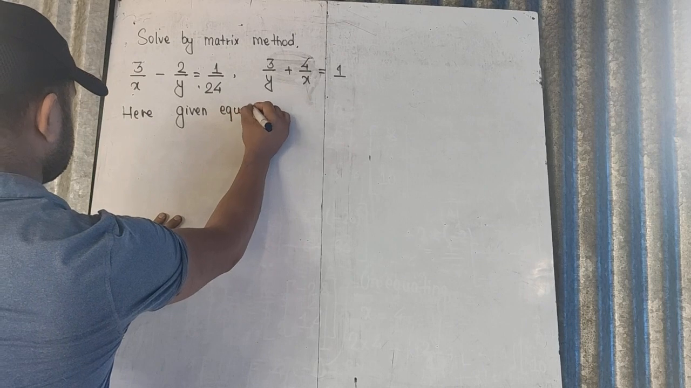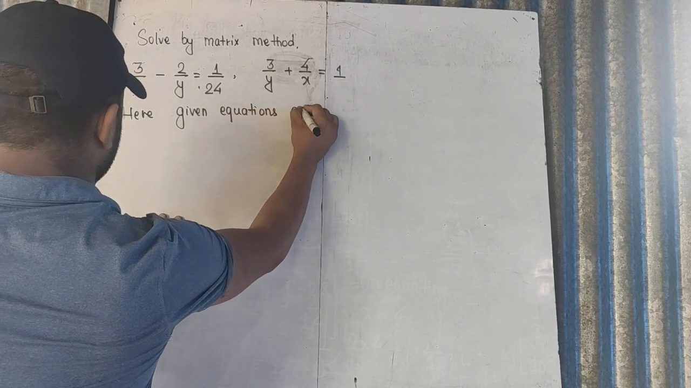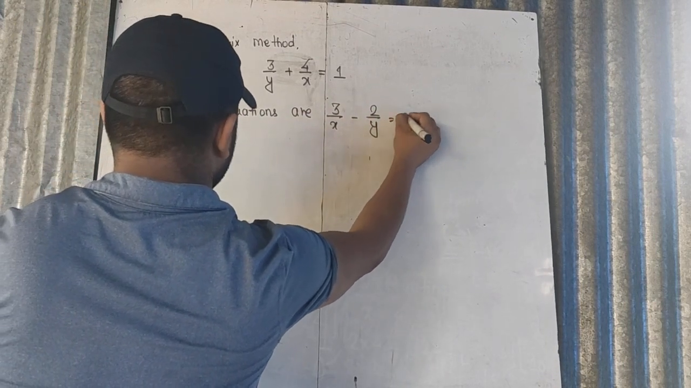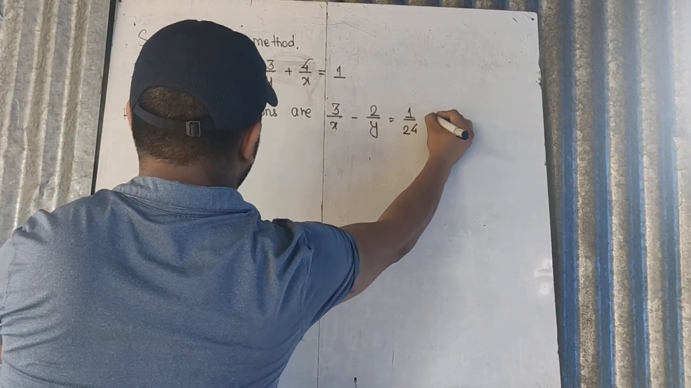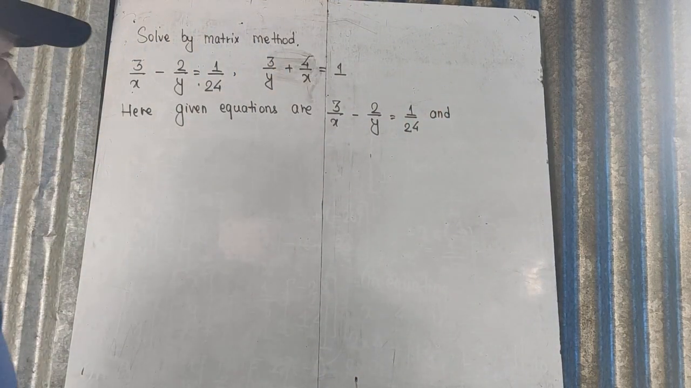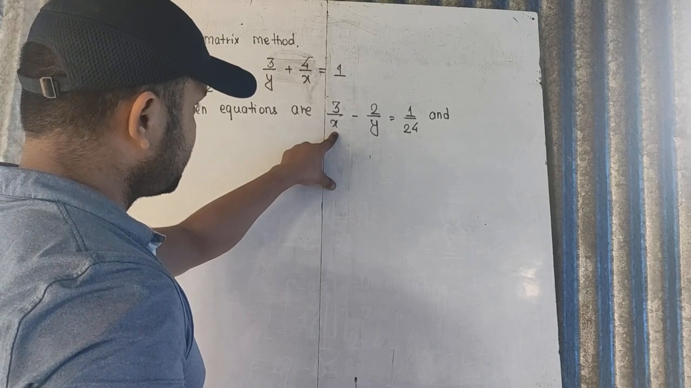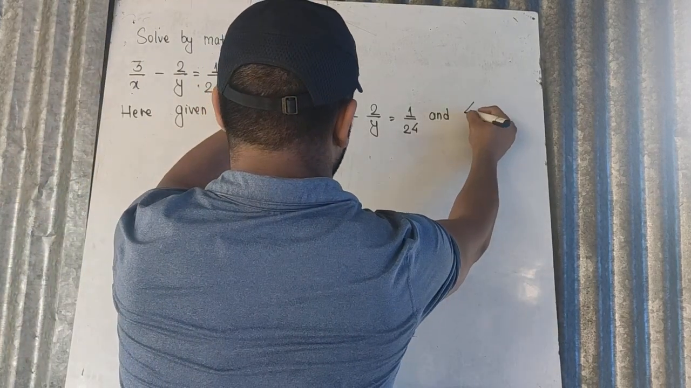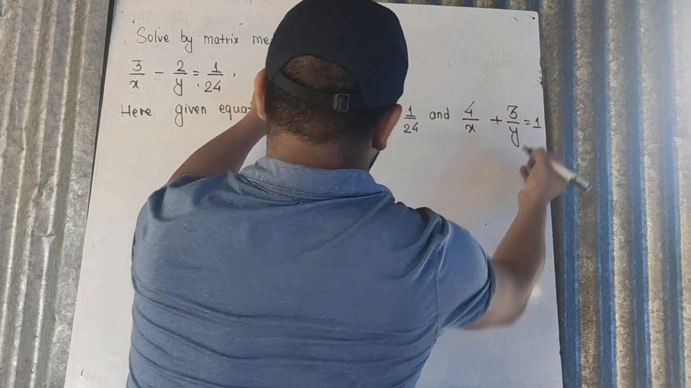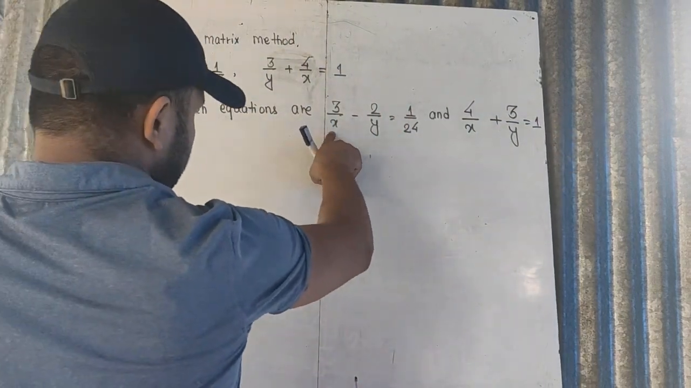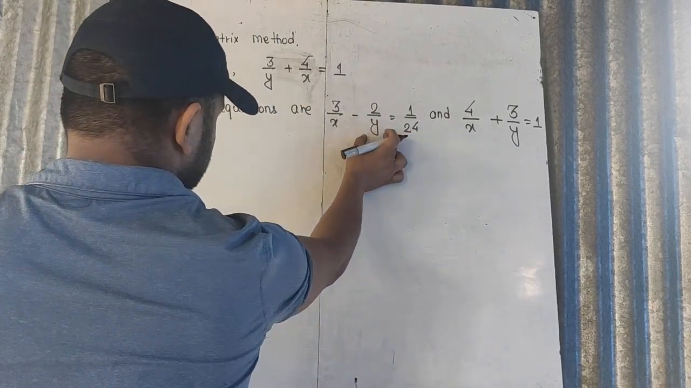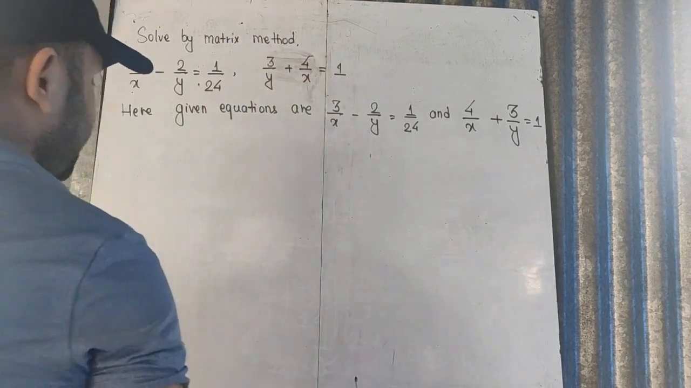Given equations are 3 by x minus 2 by y equals 1 by 24, and here you can see that 3 by y plus 4 by x equals 1 is given. Since we have x here at first, let's write this x here at first: 4 by x plus 3 by y equals 1. Please don't get confused. Here also we are putting it in the same order. Here is x, here also we put x, here is y, here also we put y. In that way we wrote it.